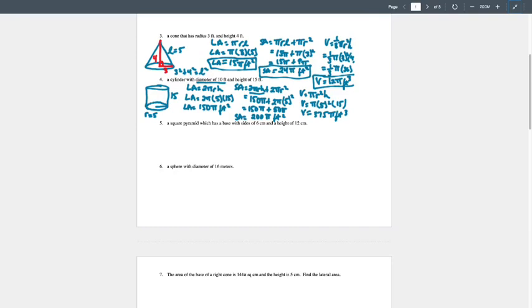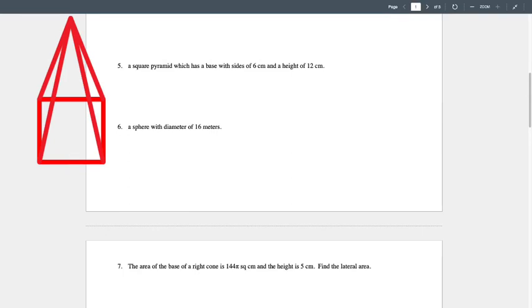Let's do number 5. I'm going to pause this and move it up. Okay, on number 5, I went ahead and drew a square pyramid just because I mess it up so much when I try to draw it, and it's still not the best, but whatever. So here's a square pyramid. It has a base with sides that are 6. Because the base is a square, each of these sides are 6. And then you have a height of 12.